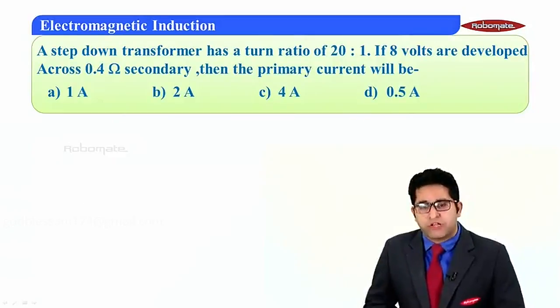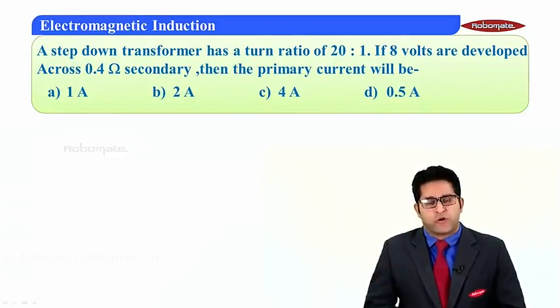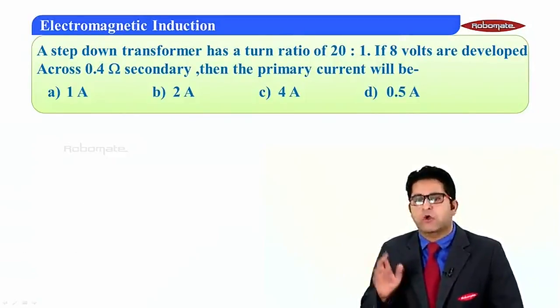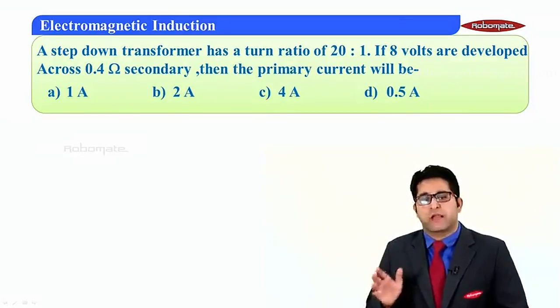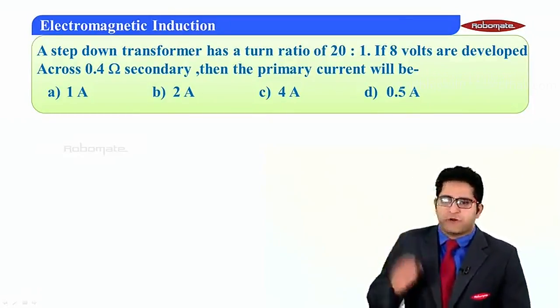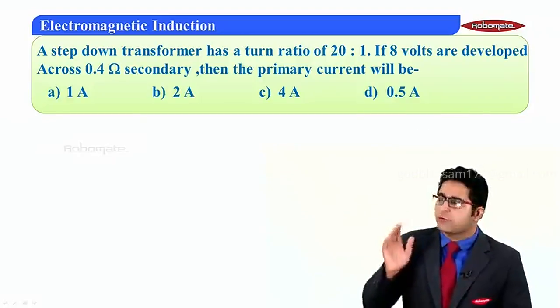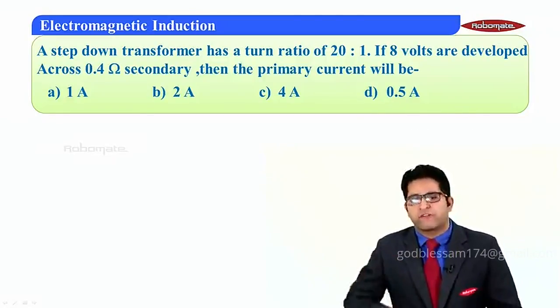It says a step down transformer has a turns ratio 20:1. If 8 volts are developed across 0.4 ohm secondary, then the primary current will be, and the options are option A 1 ampere, option B 2 ampere, option C 4 ampere, and last option is 0.5 ampere, right?